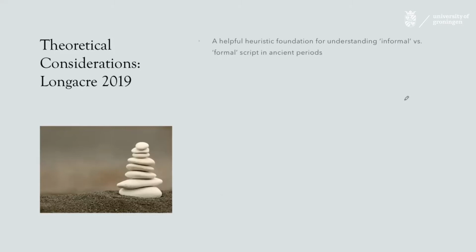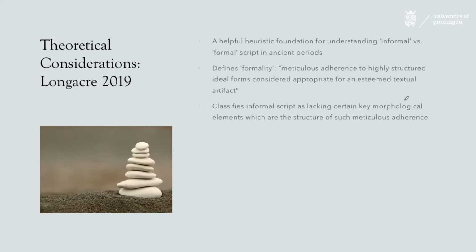In ancient periods, there was a classification of semi-cursive as informal and semi-formal and informal, and it was not very, according to Drew Longacre and according to myself, I agree that it was not very well categorized, and there needed to be some clearer logical distinctions. Longacre defines formality as meticulous adherence to a highly structured ideal form considered appropriate for an esteemed textual artifact, which I feel is a very good definition of formality, and I appreciate it. And he classifies informal script as lacking certain key morphological elements, which are the structure of such a meticulous adherence.